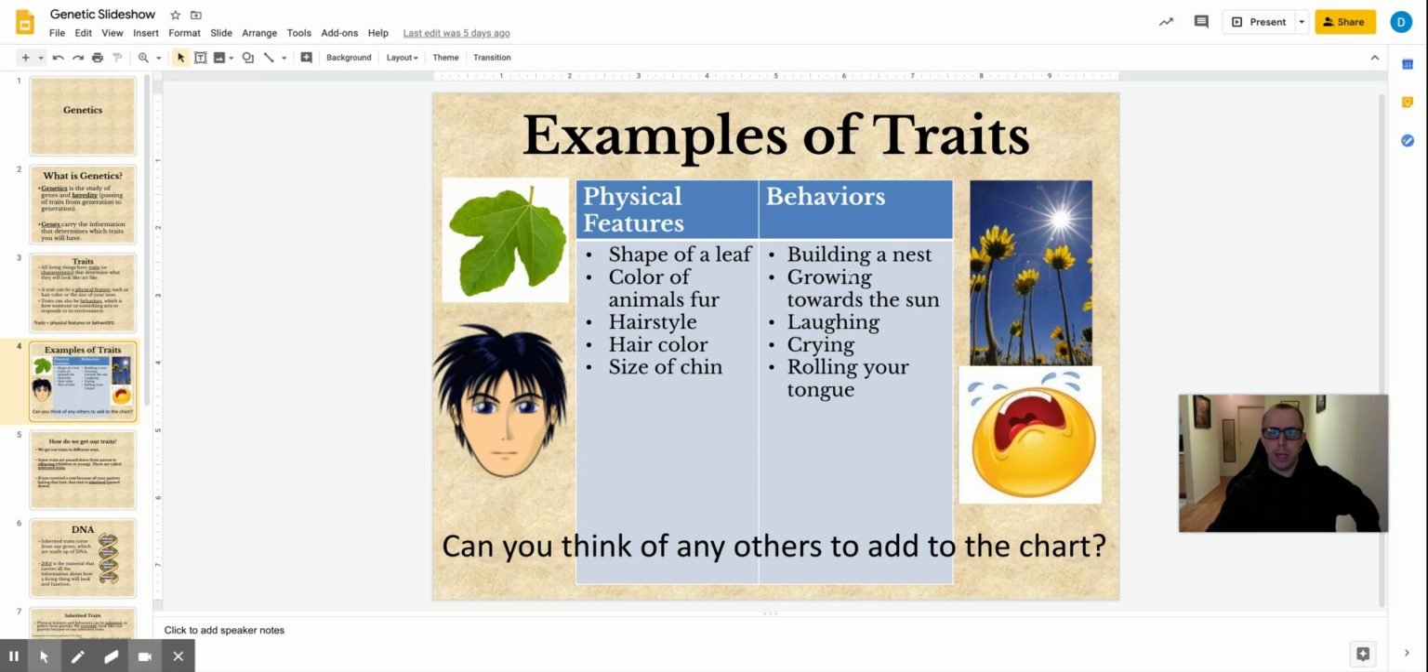So here are some behaviors. Okay, birds know to build a nest. That is something that is not learned from another bird. That is something that the bird does instinctually. It is in their DNA to do so. As I said, the plants, here, look, they're growing towards the sun.